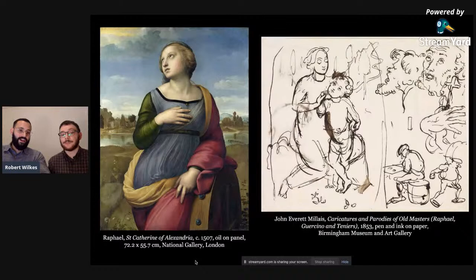It was this idea that art should be idealized, it should improve upon nature rather than depicting nature faithfully, and that way you could depict divine subjects, for example.